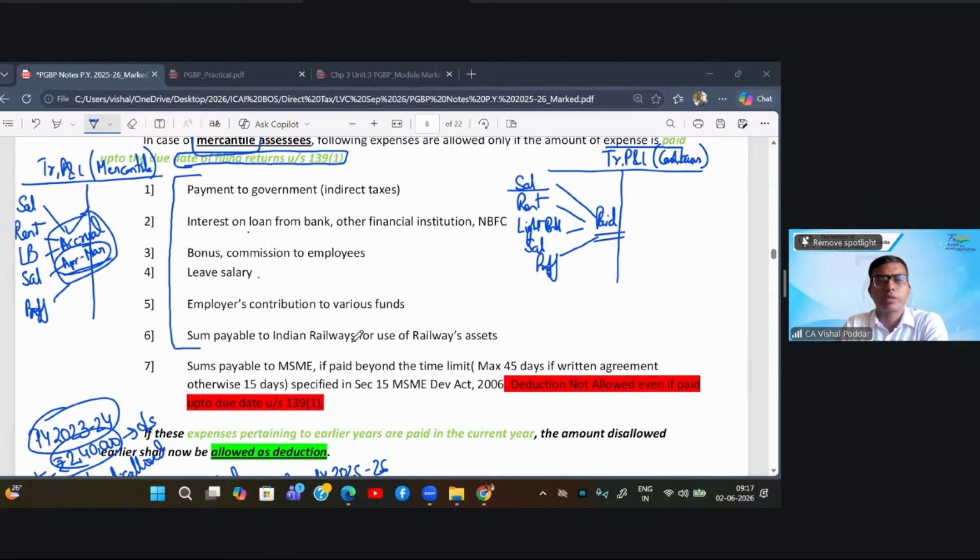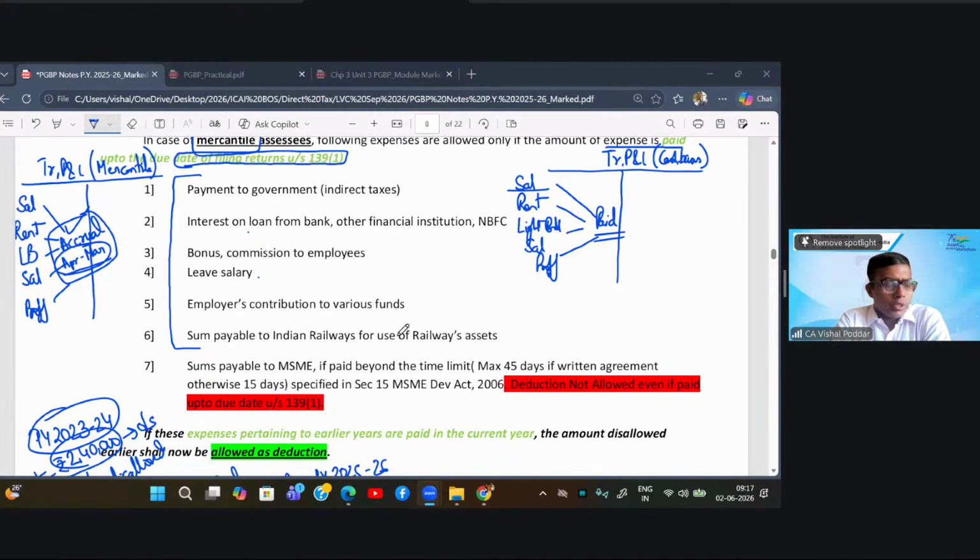Sushmita is asking, sir, what is example of point 6? See, Sushmita, I'll give you example. So you have to transport your goods through railways. So what you'll do, you'll hire the railway wagon. So you have to pay the hire charges.